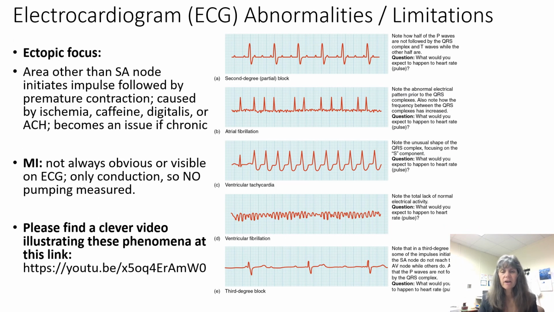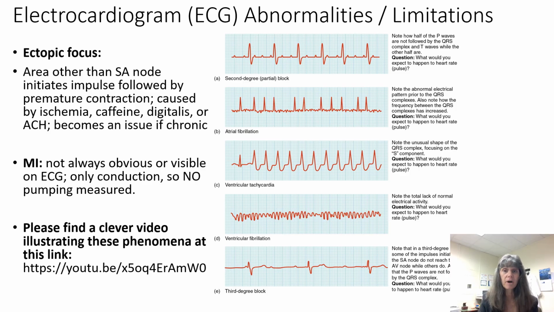Sometimes an area of the heart other than the sinoatrial node will generate an impulse that will be followed by premature contraction. And this area, which may either be a component of the electrical conduction system of the heart or some other contractile cells, is known as an ectopic focus or ectopic pacemaker. The term ectopic means outside of, and an ectopic focus may be stimulated either by localized ischemia, which is lack of blood flow to an area.